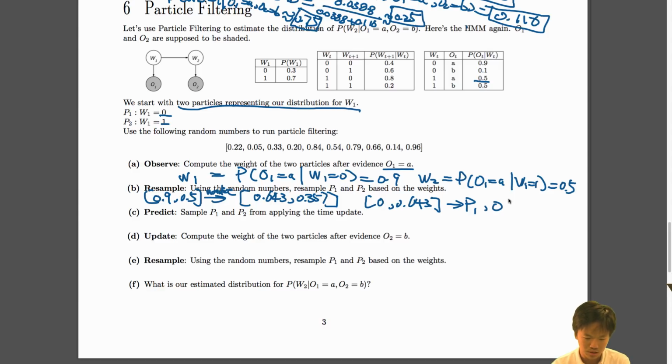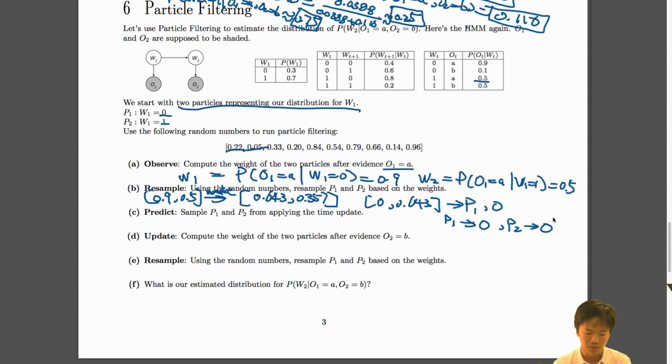So now we use two random numbers to generate the two new particles. The first random number we draw is 0.22, and that falls in this interval. So the resampled P1 is going to be in bin 0. And now we sample again, but 0.05 is again in the bin 0 to 0.643. So P2 also goes to 0.